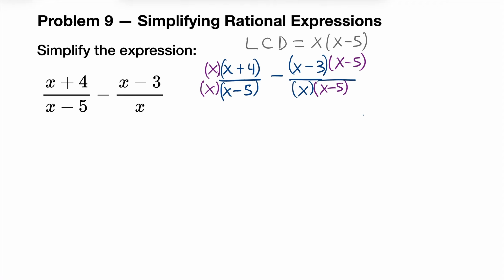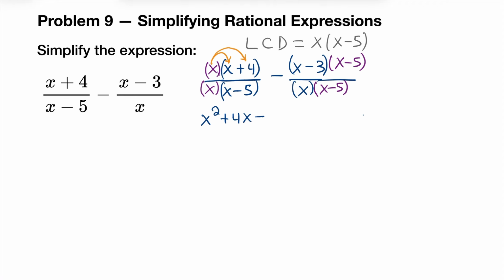Okay, so the next thing we have to do is work with the numerator. We're going to distribute and multiply. So starting with the first one, we have x being distributed to x and x being distributed to 4. Okay, so x times x is x squared. x times 4 is 4x.